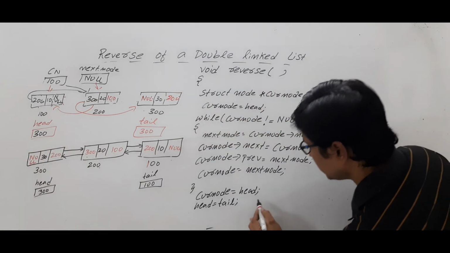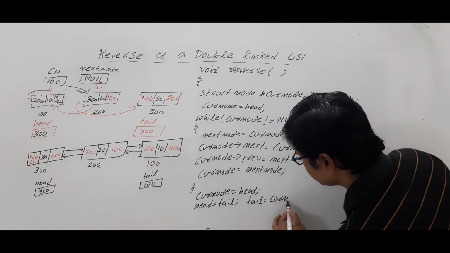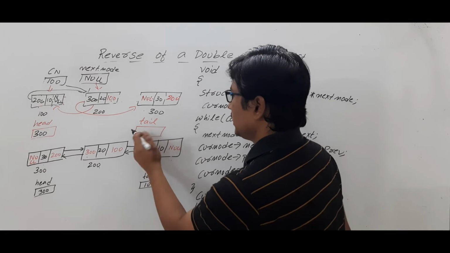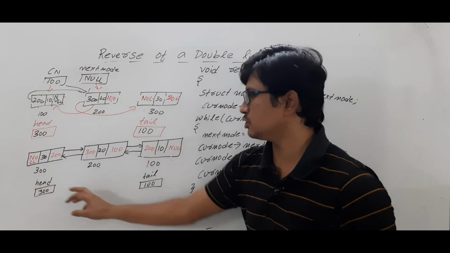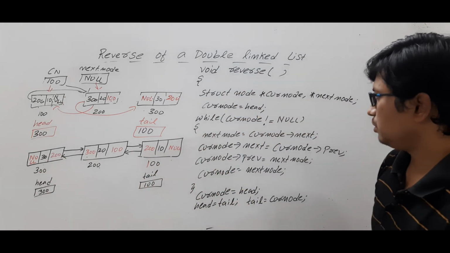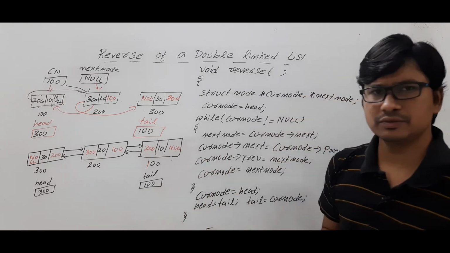Then what will I write? Tail is equal to current node. Current node consists of 100, that you are writing into the tail. So now look here. We got the head and tail pointing to the first node and the last node. Is it clear? So let me close the function. That's all. It is very simple.